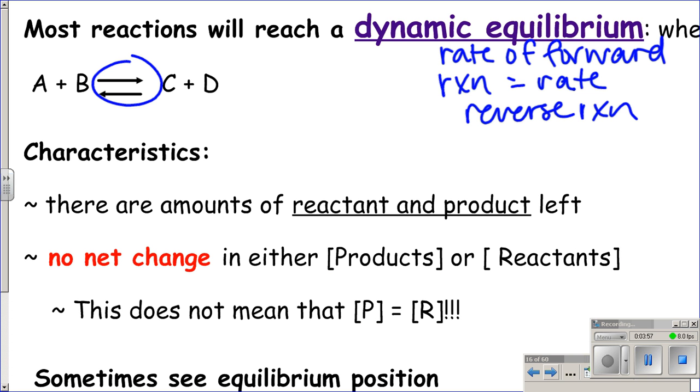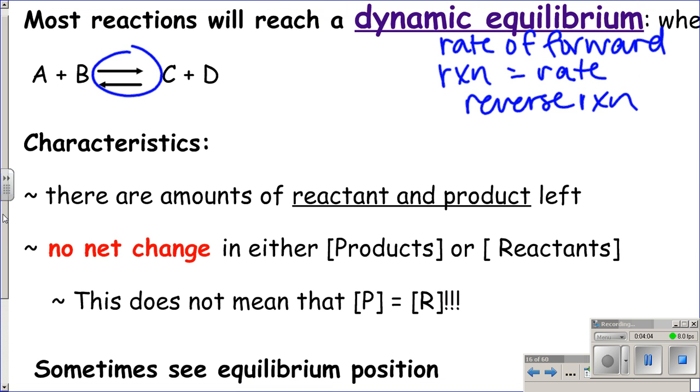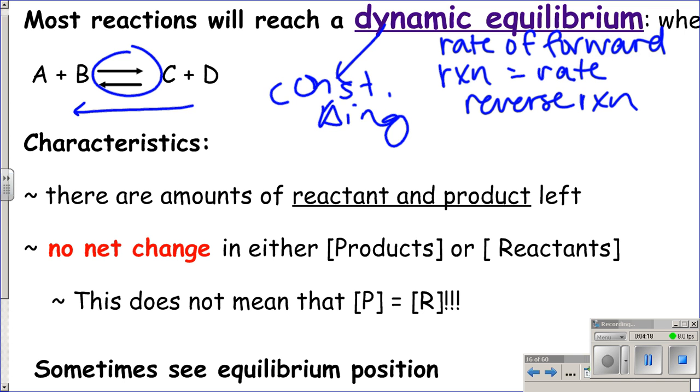So at the end, at equilibrium, we will always have reactants remaining and products remaining. Oh, I forgot to define dynamic. You guys can define that. What does dynamic mean? Constantly changing. Right, constantly changing, meaning that we will always have products going in the reverse direction and reactants going in the forward direction. There's no stagnant time. They're constantly going back and forth. So they never stop changing.